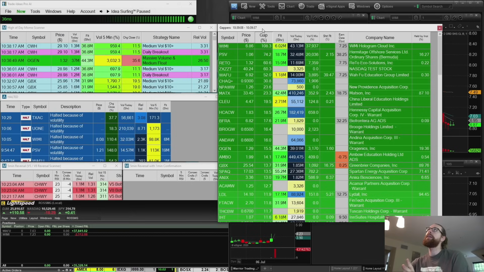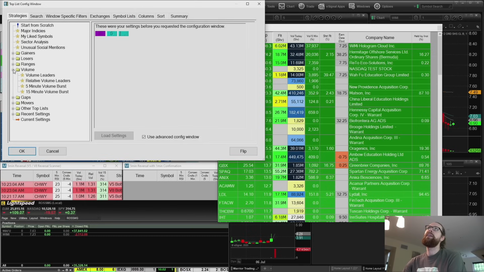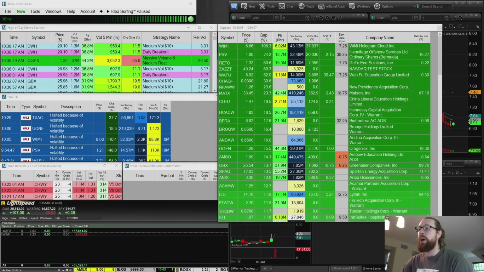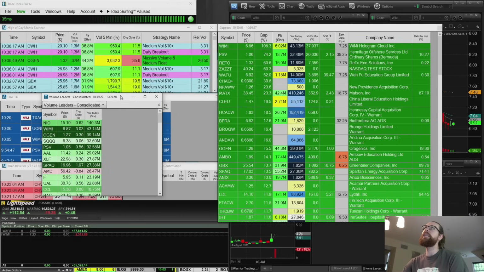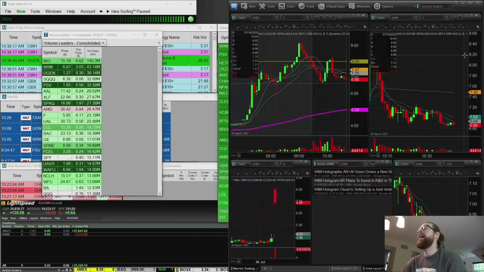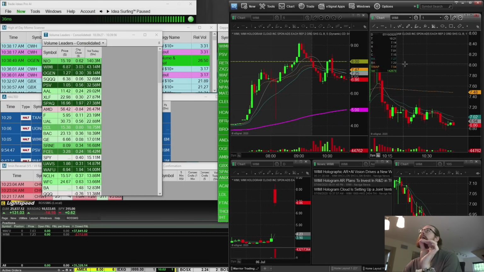Now that's really important. I don't search stocks by total volume. I could go up here to a new top list window and say volume, look at volume leaders, load settings, and look at the stocks that have the most volume today. You would see that NIO has the most volume today at 140 million shares. Now, WIMI does come in second at 43, and then OGen is third, SQQ is fourth, PSV, American Airlines. I don't look at the total highest volume stocks.